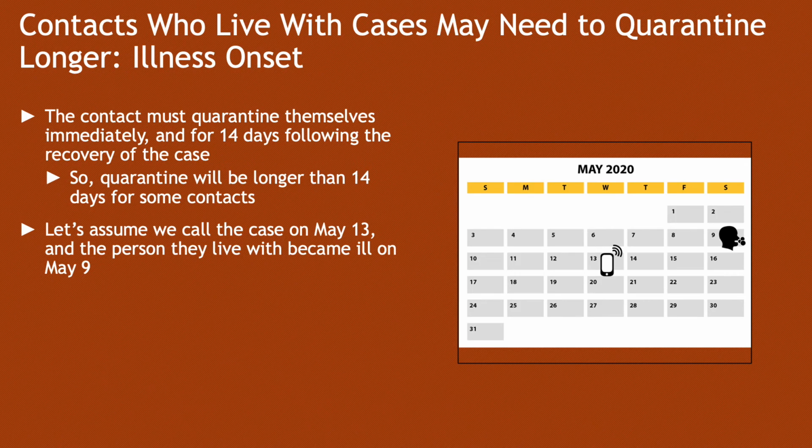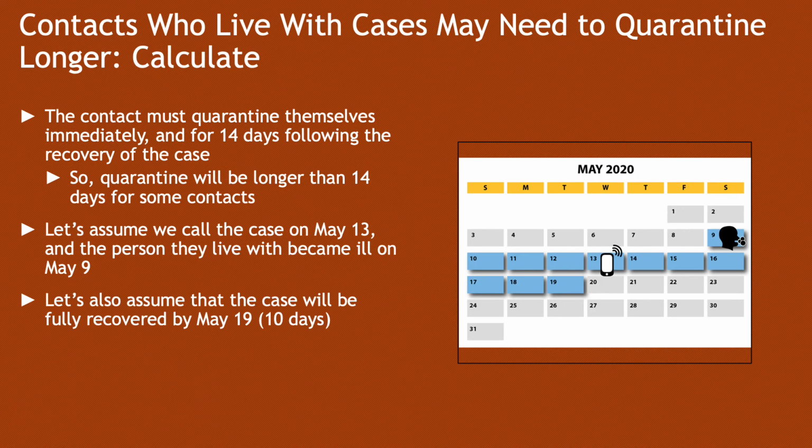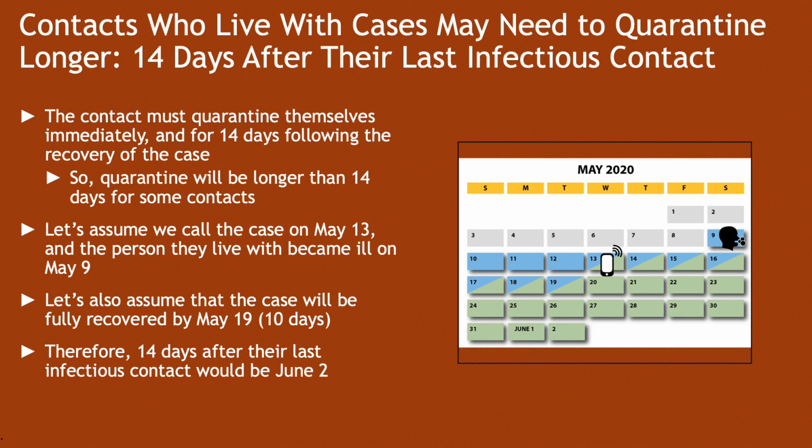In other words, if we call the case on the 13th and a person they live with became ill on the 9th, then they would have to assume that case will be fully recovered. Let's say that case recovers by May 19th, in 10 days. Then that contact that lives with them would still have to maintain quarantine for 14 more days, until June 2nd.